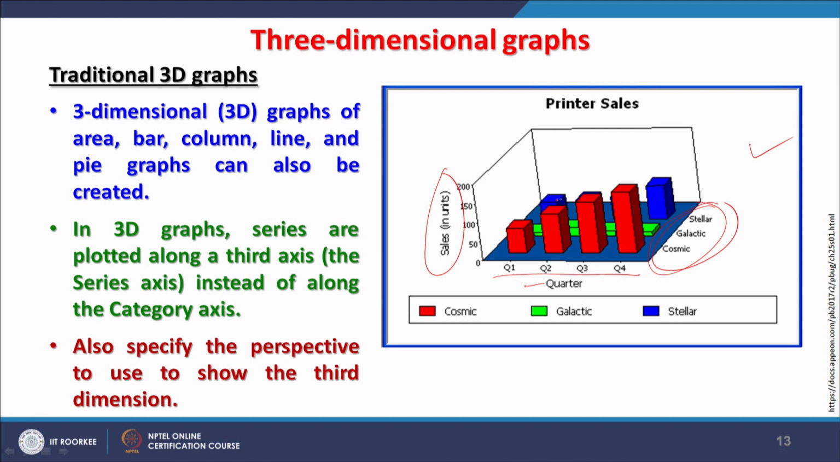that the blue stellar product is not visible for this area and this area. We do not know what is happening. Secondly, this galactic is also not very clear. It seems like a continuous thing. So, I would consider this a bad example of a 3-dimensional plot.